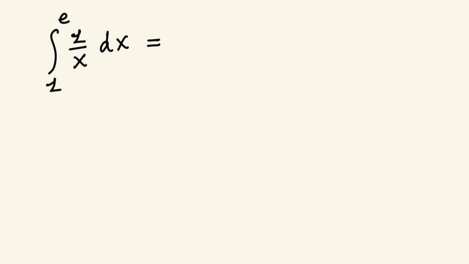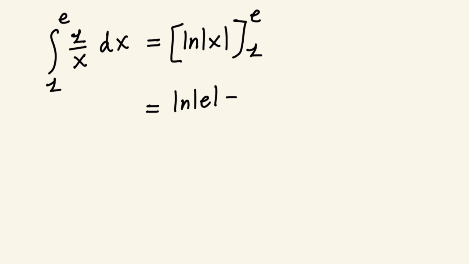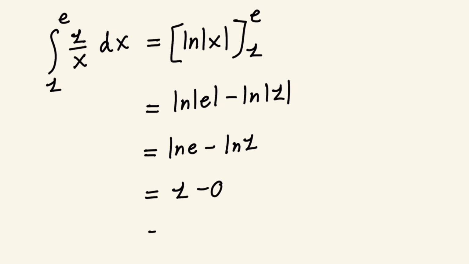Problem number 5. So what is this equal to? Go ahead and pause the video and try to solve it for yourself. The integral of 1 over x is equal to ln absolute value of x. And applying the limits of integration, it's going to be from e to 1. So this is going to be equal to ln absolute value e minus ln absolute value 1. This is just going to be equal to ln e minus ln 1. Ln e is equal to 1 and ln 1 is equal to 0. So this is going to be equal to 1. That's the final answer.